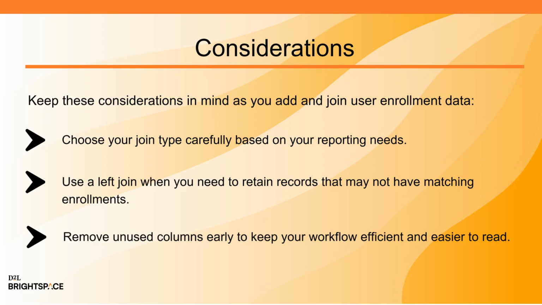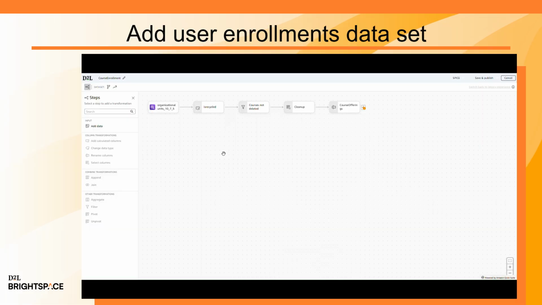Choose your join type carefully based on your reporting needs. Use a left join when you need to retain records that may not have matching enrollments. Remove unused columns early to keep your workflow efficient and easier to read. This example starts with a cleaned-up course offering data set on the canvas.